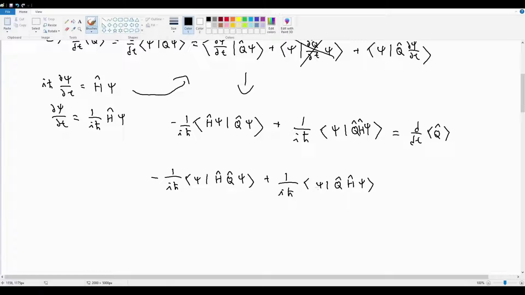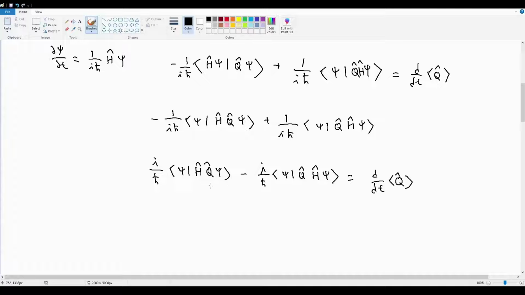If I rearrange this, this is going to give me a commutator. So let's move this around. I'm going to move the i to the top. So this is going to give me i over h bar, psi inner product h hat q hat psi, subtracted by i over h bar, inner product of psi q hat h hat psi. This is equal to d by dt of the expectation value of q hat, in which case this is just a commutator. So this is going to be i over h bar, expectation value of the commutator of h hat and q hat.